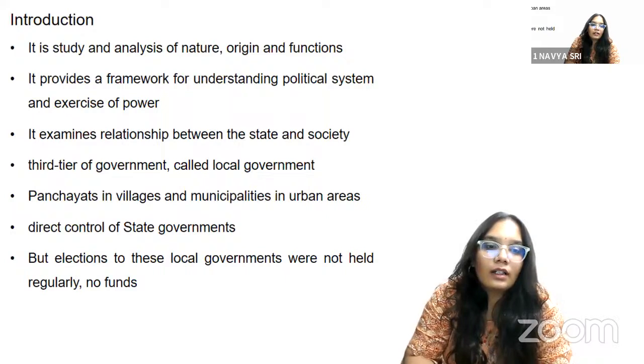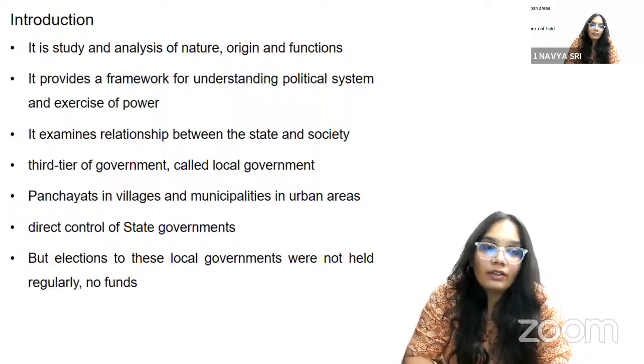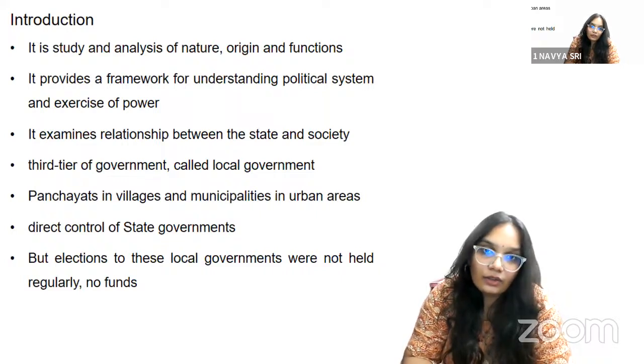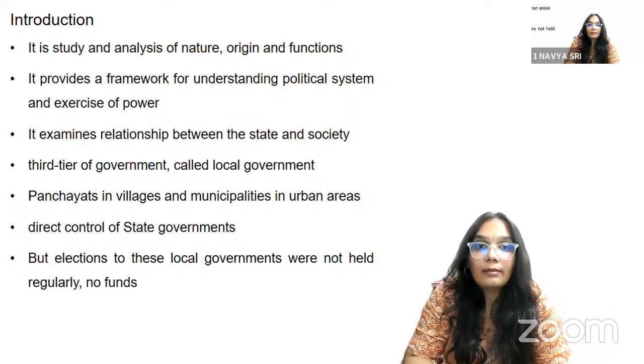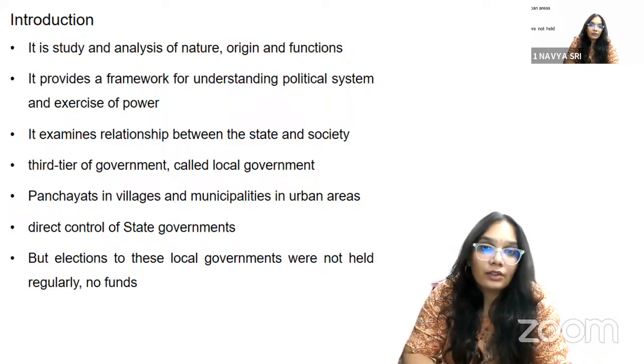Next, how did we end up having this three-tier system? The three-tier system is a study and analysis of the nature, origin, and functions of the Panchayat Raj system, PRIs, and municipal councils, basically the grassroots level institutions. What are grassroots level institutions? Panchayat Raj institutions and municipal councils. It provides a framework for understanding the political system and the exercise of power. This chapter helps us understand how the political system, power, and transformation have happened over a period.